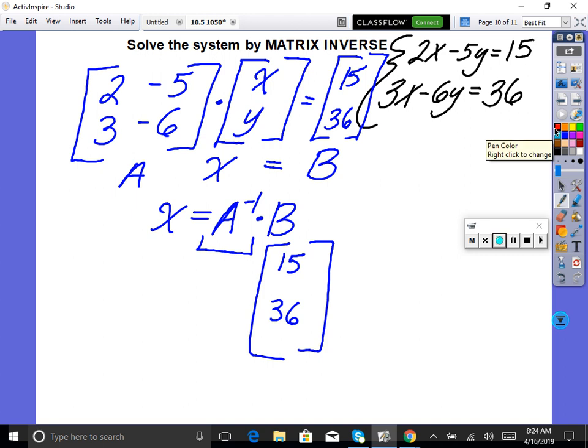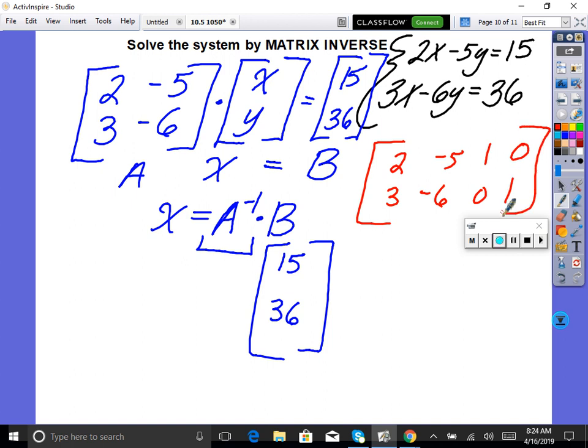Now there's two ways to do it. If you wanted, we could just go like this: 2, 3, -5, -6, 1, 0, 0, 1, right? Get it into reduced row echelon form. But it's also a 2 by 2 matrix. So couldn't we just use that formula that I gave you? So we could also use 1 over the diagonal times the diagonal. So that's -12 minus the diagonal times the diagonal. So minus -15. So that would be 1 over 3, wouldn't it?